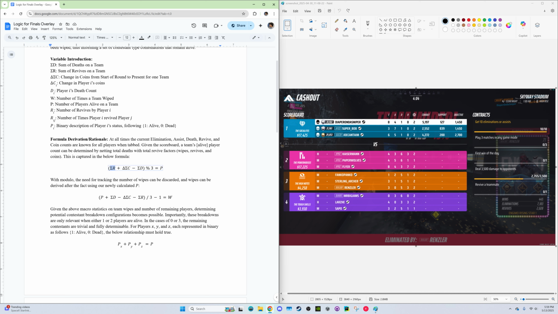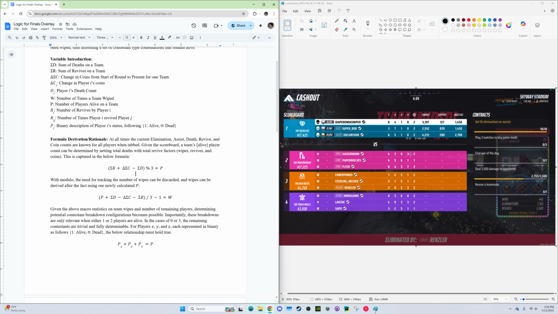So let's sum the revives on a team. We're going to sum pink first. So we're going to look at the revive column. We're going to look at 3, 1, and 7. So that's 11 total revives. Change in coins. This is a round 1 picture, so everyone starts with 2 coins. So that's the initial coin minus the current coin. That's how you calculate delta C, and then you sum that for each of them. So like 2 minus 2, 2 minus 1, 2 minus 2.